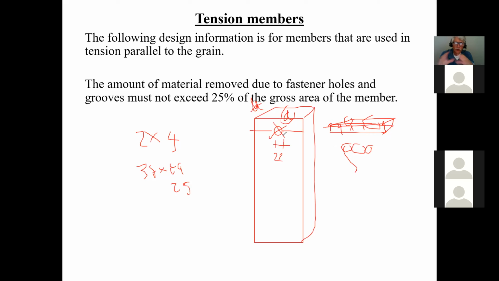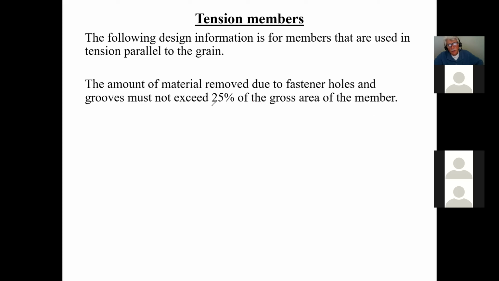It's only if you have a drift pin, a bolt, or a lag screw. When we get into fasteners, I'll show you all these fasteners, and you'll understand what I'm talking about. So that's one thing you have to keep in mind for tension members: 25%. And like I said, if you're nailing, it's not even an issue.